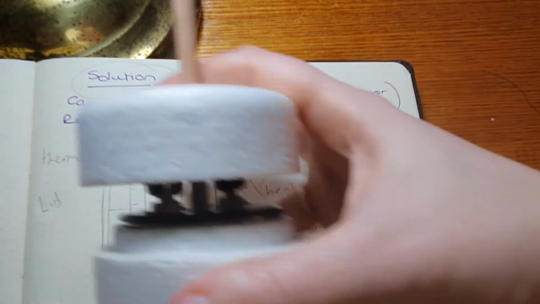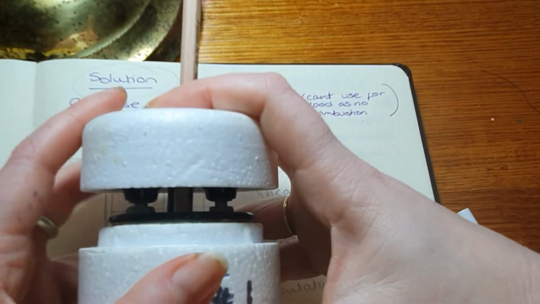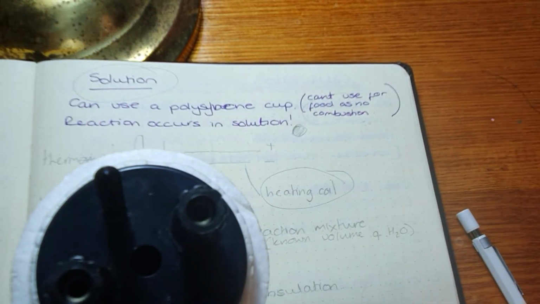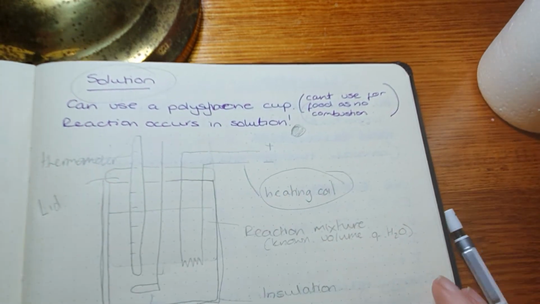I think somehow you've got to take these bits off, but I can't figure it out. And I don't want to mess with it. So you can put a little solution in there, measure the temperature change, and see how that goes. So that's our solution calorimetry.